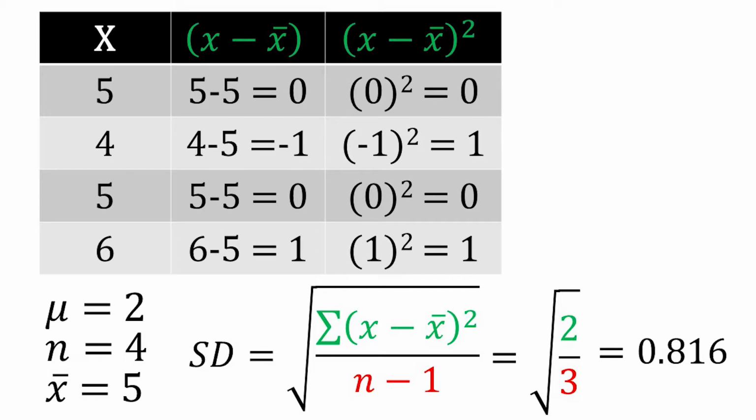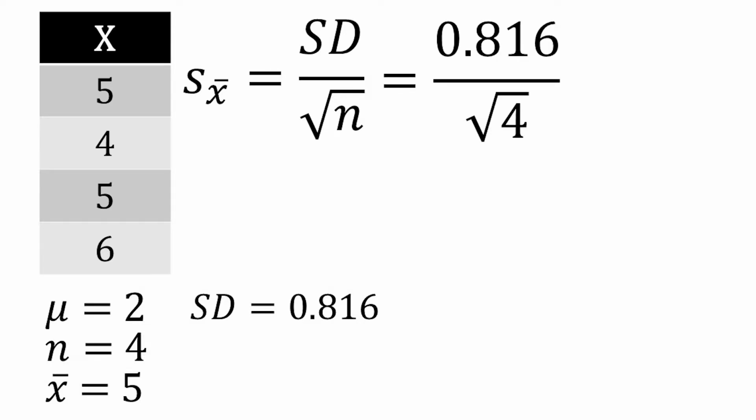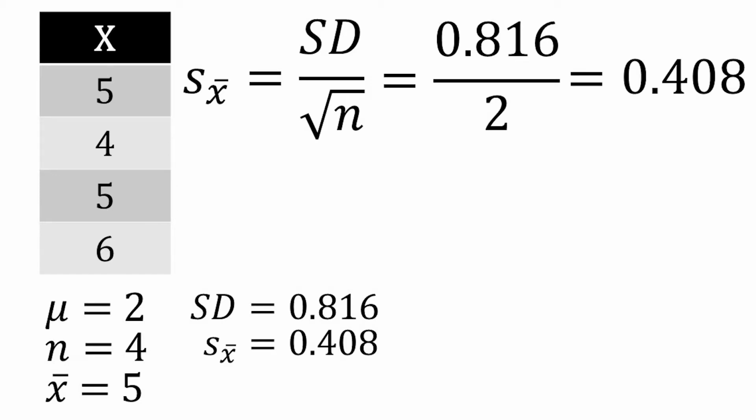Now that we have the standard deviation, we can use that to calculate our standard error of the mean. So here's the formula. The standard error is equal to the standard deviation divided by the square root of the sample size. If we plug in our numbers here, we get 0.816 divided by the square root of 4. Square root of 4 is 2. So 0.816 divided by 2 is 0.408. And that's our standard error. We can plug it in down below.